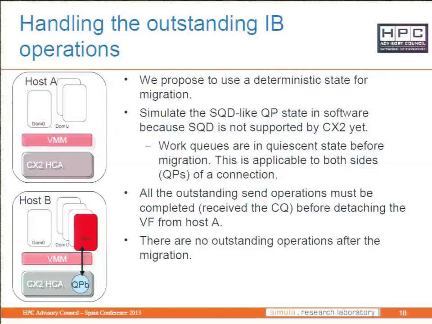So what the send queue drain-like state is, is that we just make sure before we migrate that there's nothing in the send queue. Basically, we serve all of the work requests, and then the send queue is drained. So the work queues are in a quiescent state before we migrate, and this is applicable to both sides, because if this VM is communicating with something, then a remote virtual machine, or a remote machine in general, has to know about this, that we are going to migrate.